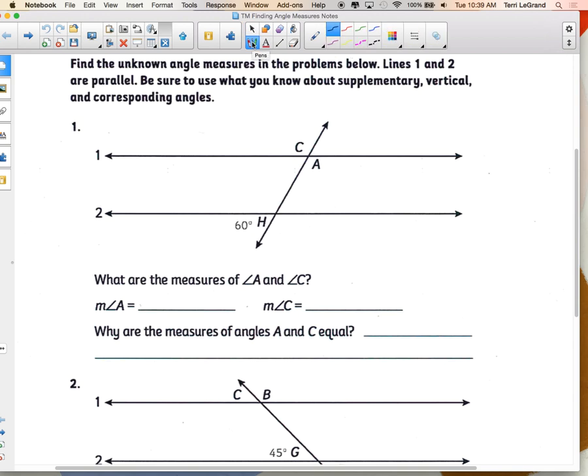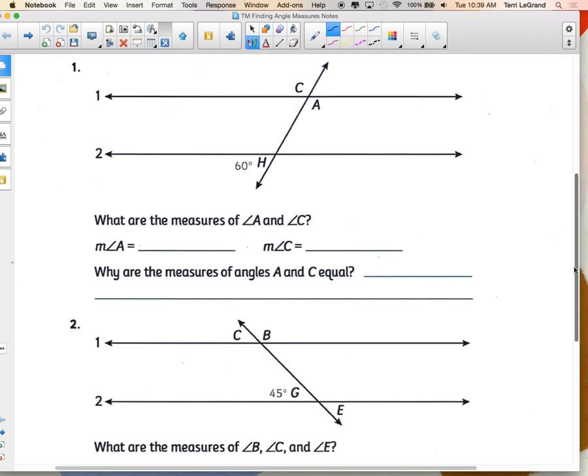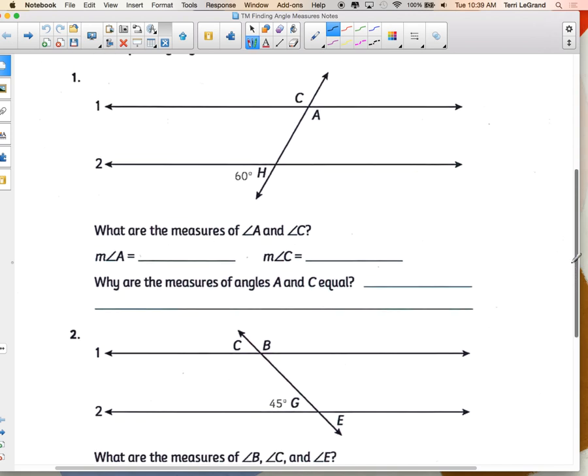You're going to help me find some missing angle measures. So in number 1, we have these two parallel lines cut by a, what's that called, that line that's cutting through those parallel lines? This is the T.